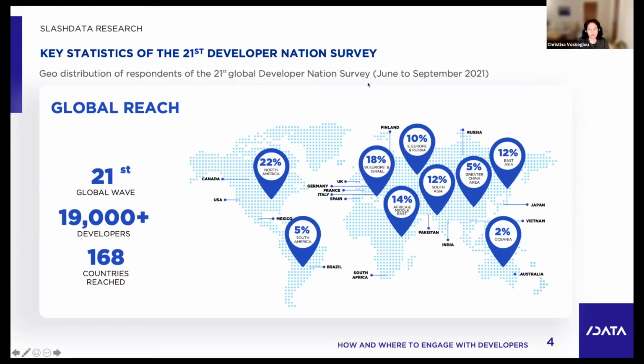It ran between June and September of this year. We reached 90,000 plus developers from 168 countries. And I'm going to show you some stats so that you can see what our sample looks like, where it comes from, and so on. So it's a global reach, as you can see, spread around the globe, not coming from just one or two areas, but diversity in our sample.